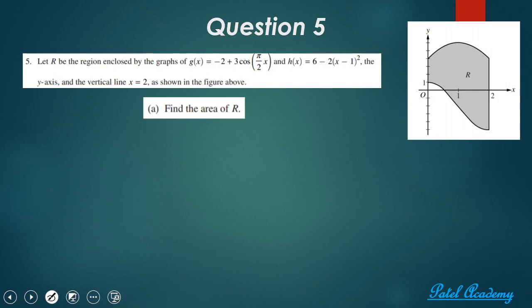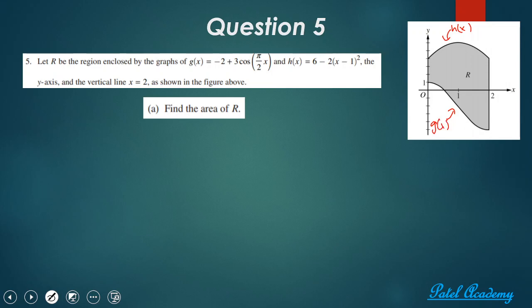Now the graph doesn't label it. If you didn't know that h at x was the higher one, you can just plug in the value of 0 into h at x. So I get 6 minus 2 times negative 1 squared, so I get h at 0 is equal to 4, and thus I immediately know that this top function is going to be h at x, and thus this bottom function is going to be g at x.